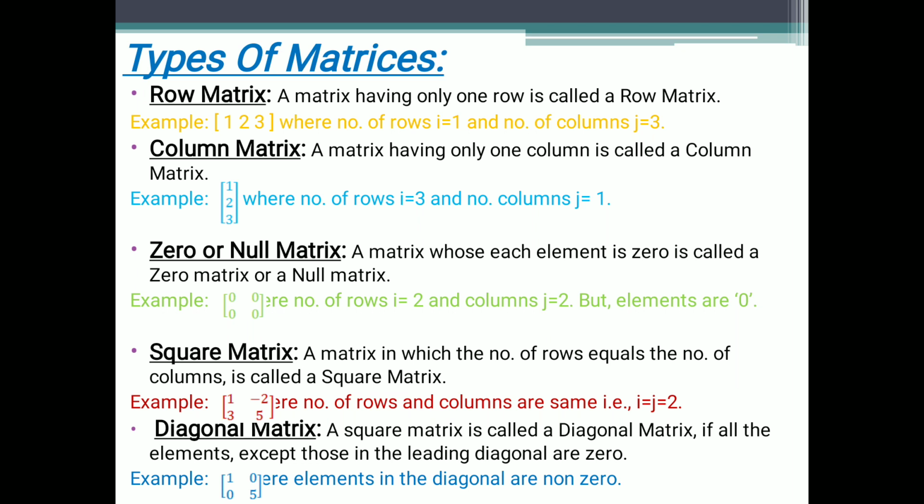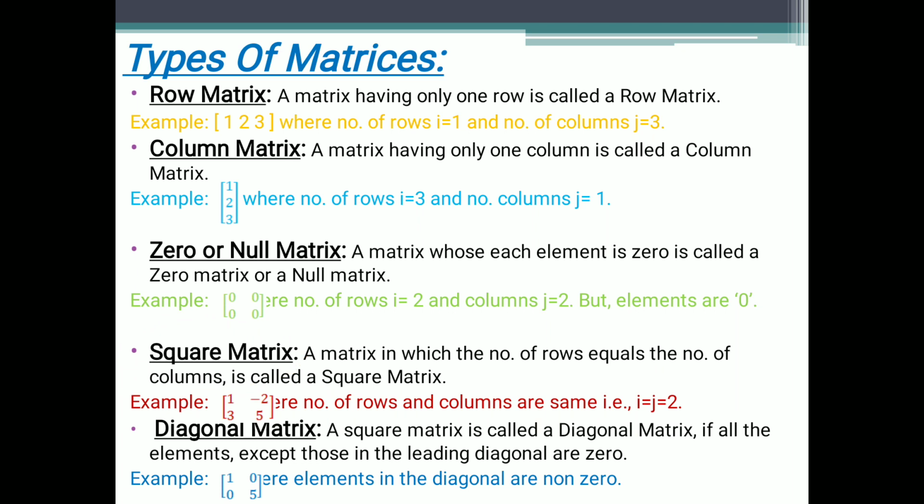A square matrix is a matrix in which the number of rows and columns are equal, but it is not mentioned that the elements should be equal. Here you can see in the example, the elements are not the same, but the number of rows is 2 and the number of columns is also 2. So we can say that a matrix in which the number of rows and columns are equal is a square matrix. Clear?